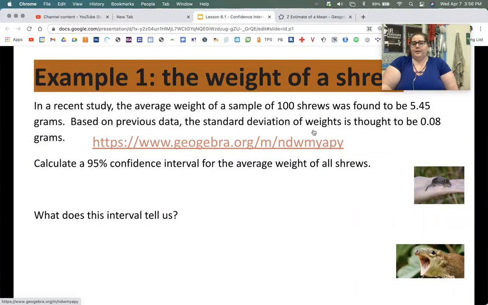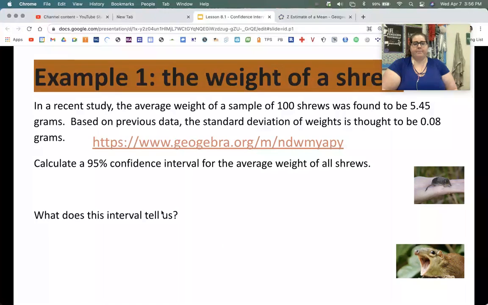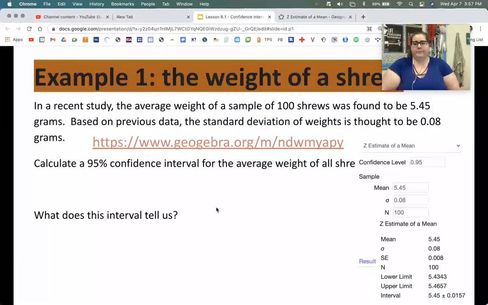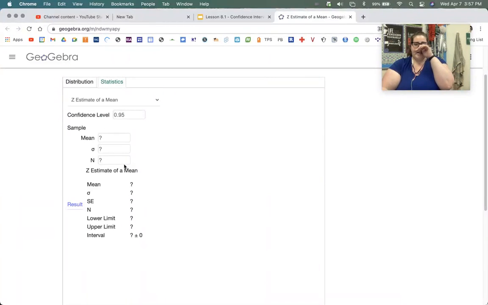I will make sure and put the link right now in the Edpuzzle. And it looks something like this when we go here. We're going to calculate a 95% confidence interval for the average weight of all shrews based on what we know about the sample. Okay. So I'm going to go to my little website here, and I'm going to type in the things that I know.